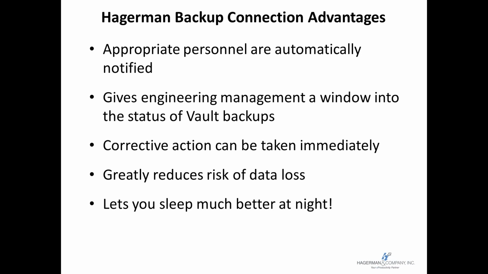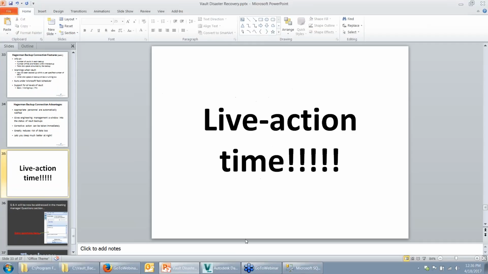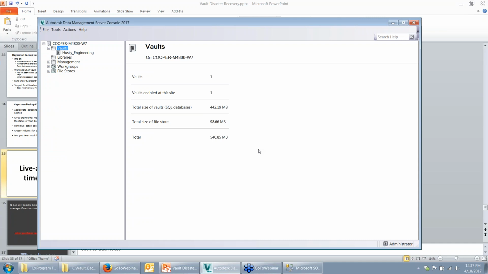Corrective action can be taken immediately because, again, all this is done through emails. We're always on our mobile devices checking emails and meetings and everything. Your risk of losing your data is going to go down. Maybe a better night's sleep, maybe not with all the other fires you're having to put out, but it's worth taking a look at. So let's take a quick peek at some of this live.